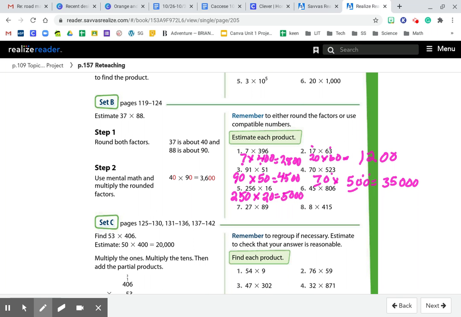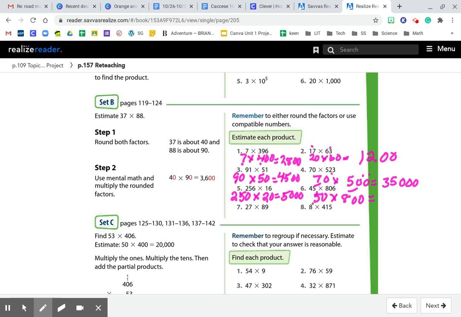That would get me closer than if I went 3,000 times 20. That would be closer to the best answer. I know we're still struggling with that, but we'll get there. Number 6, 45 times 806. So 45 times 800, I don't know if we can do 45 times 8 in our head. How about if we try 50 times 800 for that one?